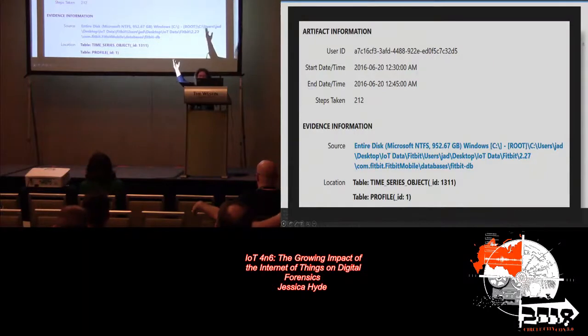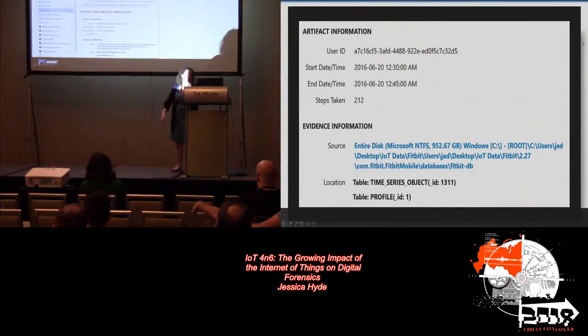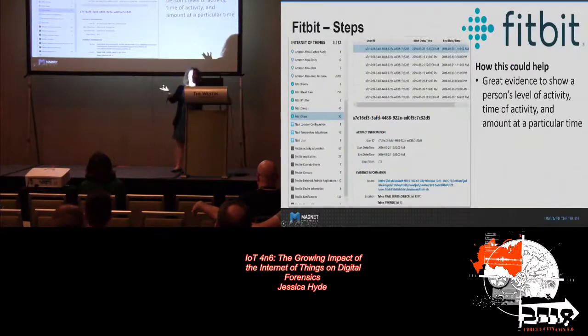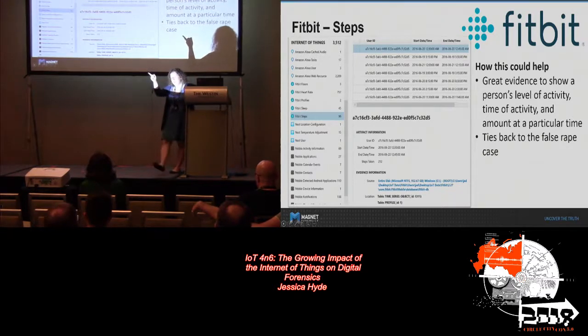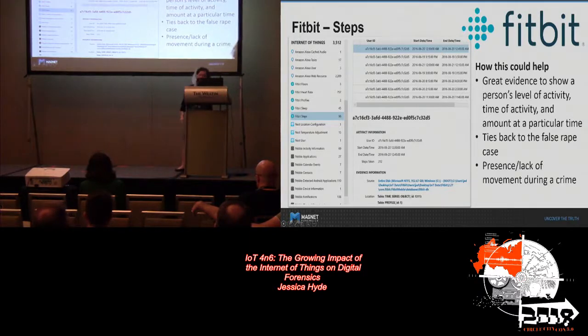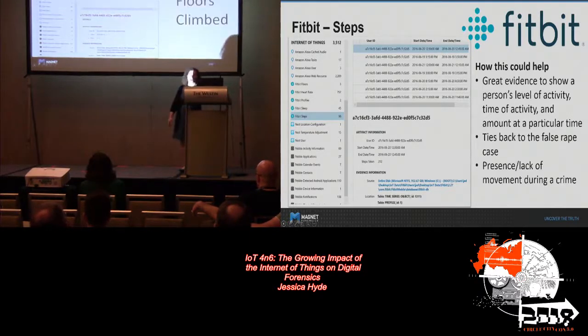So this is actually what you see. You see a start time and an end time and how many steps were taken in that time. So this can really help show a person's lack of activity, the time of activity, or a lack of inactivity. This is what, in the false rape case, got that thrown out because the woman had been up and walking around. So it really shows presence or lack of movement.